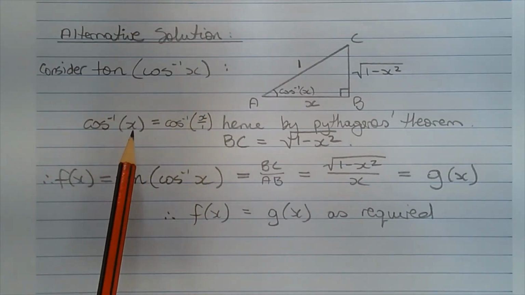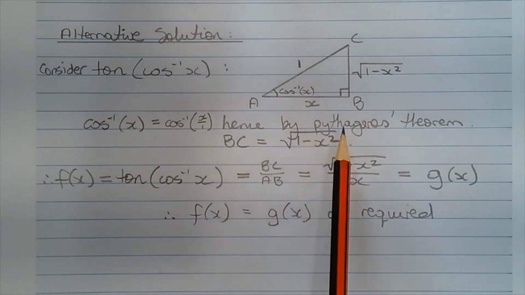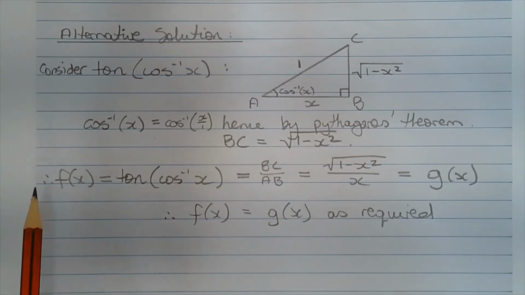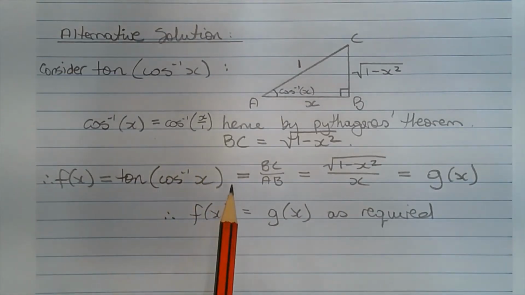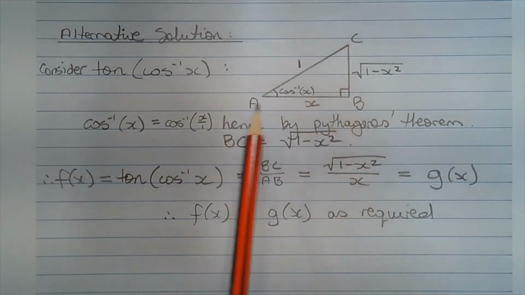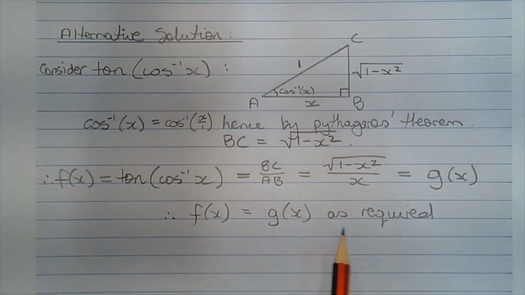Inverse cos of x is equal to inverse cos of x over 1. So AB is equal to x, AC is equal to 1. Hence, by Pythagoras' theorem, side BC is equal to the square root of 1 minus x squared. Therefore, f of x equals tan of inverse cos of x, which equals BC over AB, that's opposite over adjacent, which equals the square root of 1 minus x squared over x, which equals g of x. Therefore, f of x equals g of x as required.